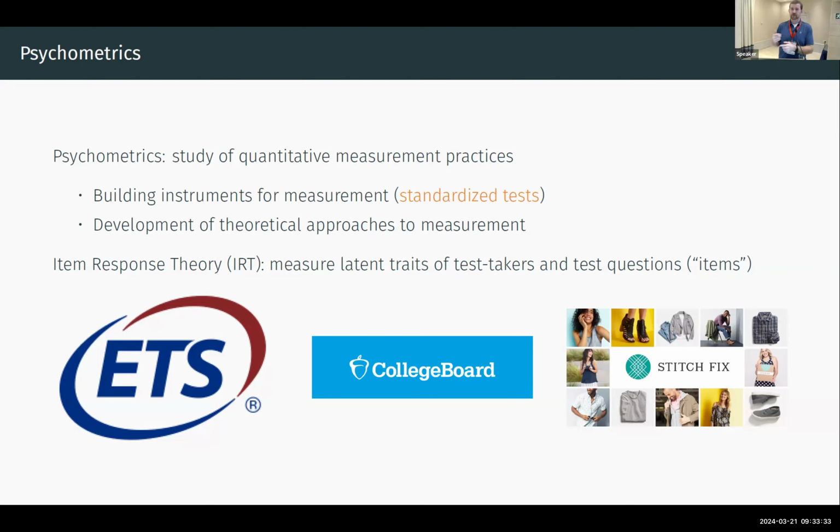And they use some item response theory methods to better learn individuals' style preferences, better learn which clothes match with specific individuals so that they can make better recommendations because it's expensive for them to have to handle return shipping. They don't want you to just return the stuff. So they want to get it right the first time. So they use methods like this in their standardization of the clothing allocation process that they do.